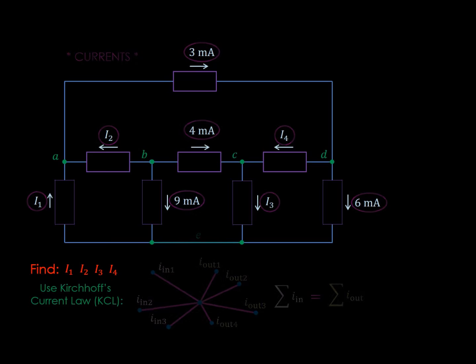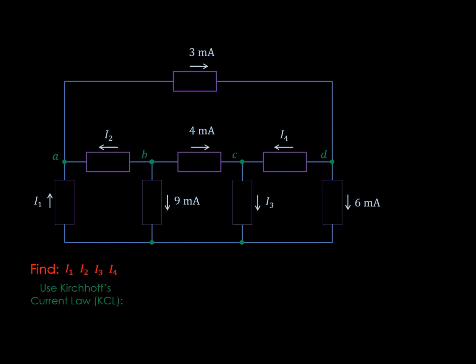Oh, and by the way, if you're wondering why it's 5 nodes instead of 6, it's because these bottom 2 dots don't have any element between them, so we can go ahead and combine them into one node.